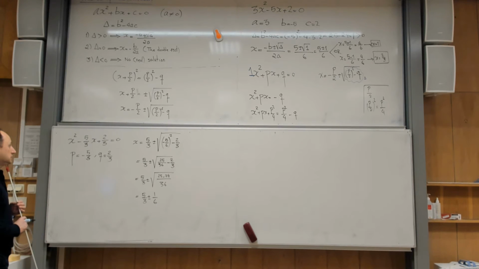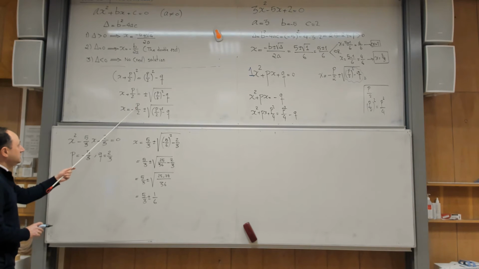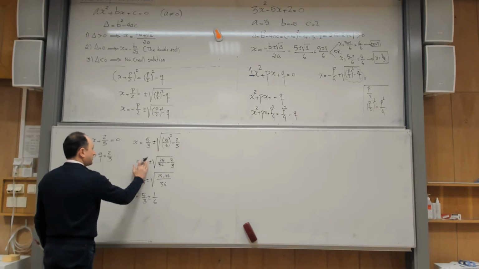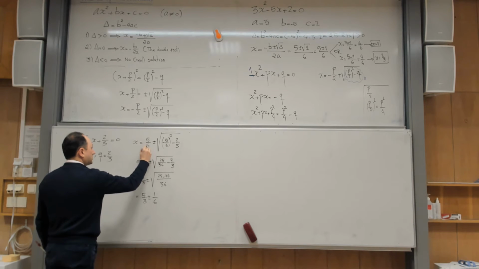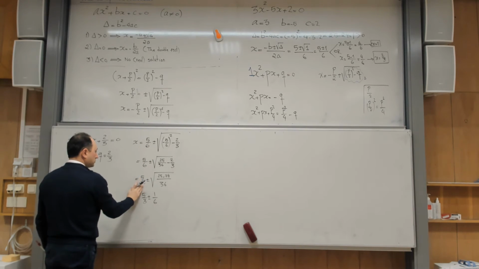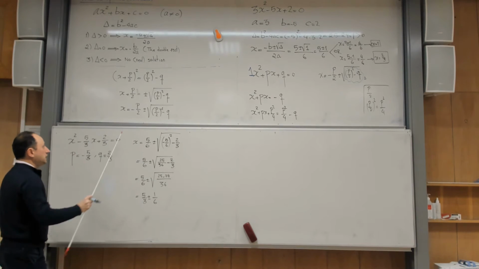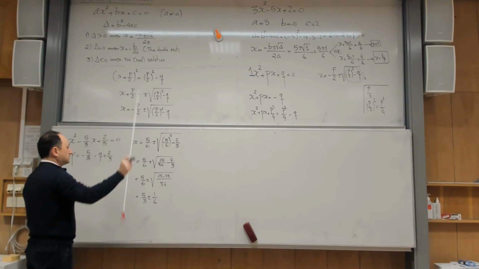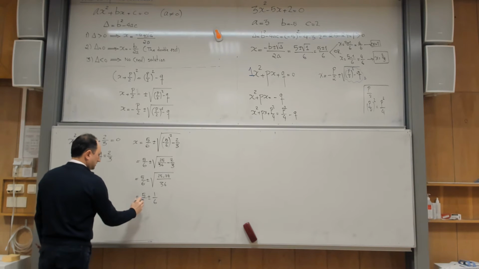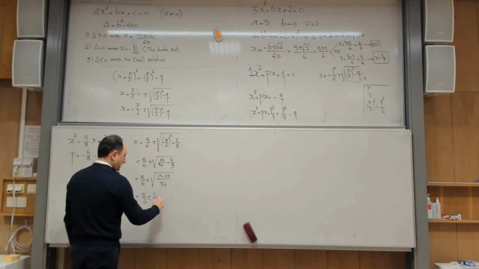But that is very strange. Ah, yes, another mistake I made with fractions. You see, this is p over 2 again. That's my mistake, sorry. I have to divide by 2. Because you see, I have to divide p by 2 here and here. Now everything is okay, so it's not that bad.